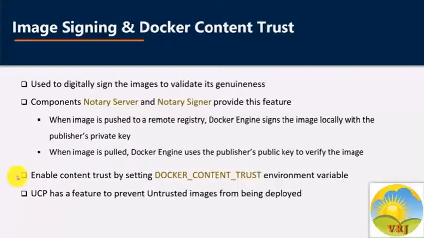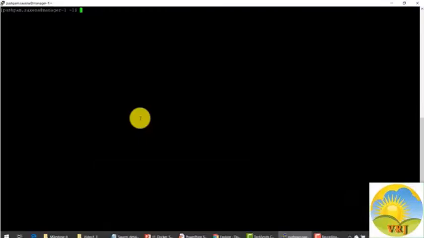You can enable content trust by setting the Docker content trust environment variable. So let's go to one of our Docker engines to enable the content trust in a bash shell. Enter the following command: export DOCKER_CONTENT_TRUST=1. Once set, each of the tag operations require a key for a trusted tag.